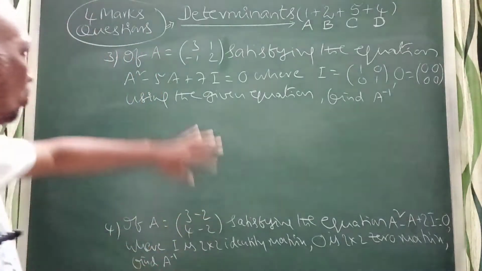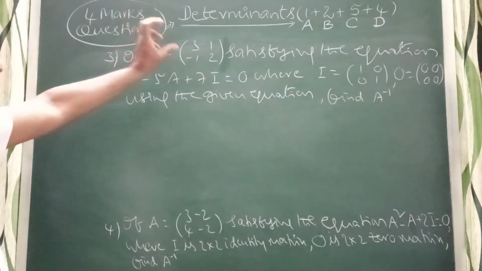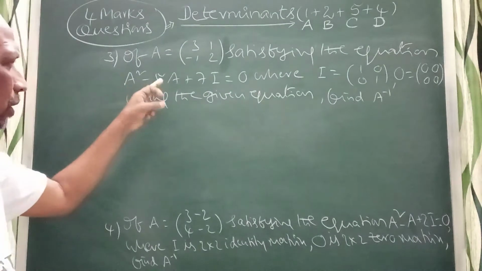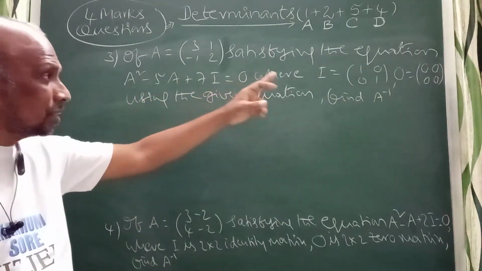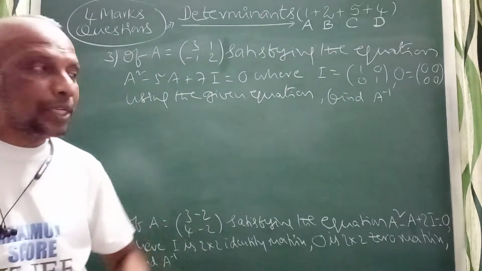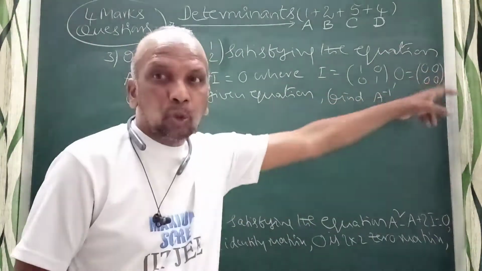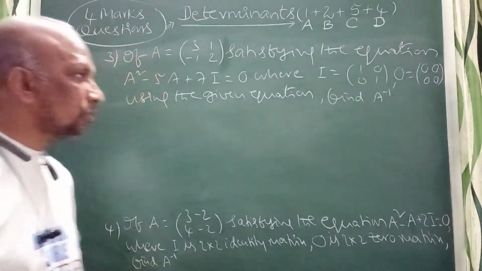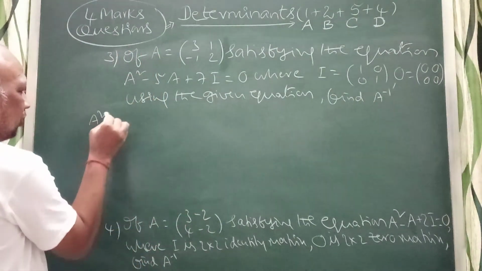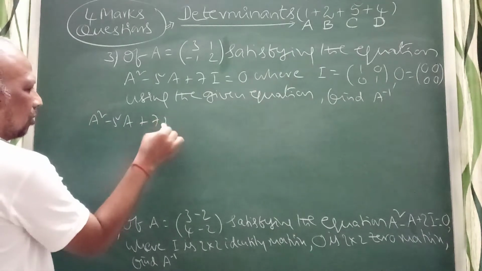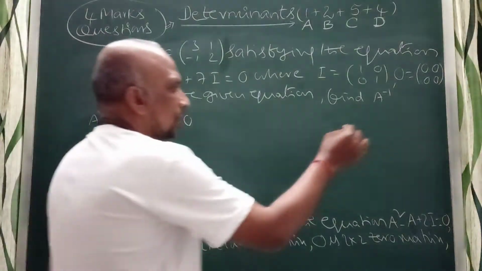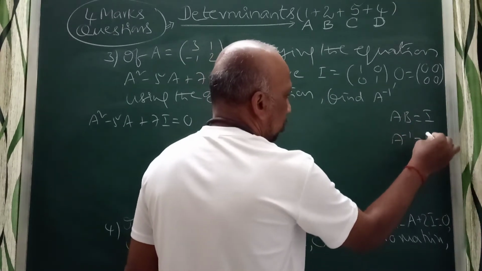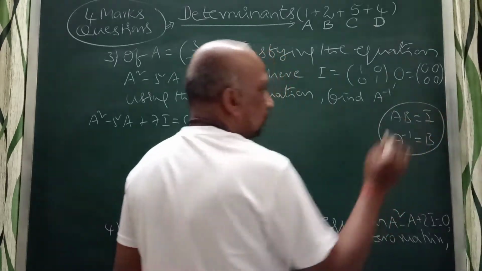Now I'm going to explain one more problem. This model is important. The given matrix A equal to 3 1 minus 1 2 satisfies the equation A square minus 5A plus 7I equal to 0 matrix, where I is the 2 by 2 identity matrix and 0 is the 2 by 2 zero matrix. Using the given equation, find A inverse. Now take the given equation A square minus 5A plus 7I equal to 0. Same concept: when AB is equal to I, then I can write A inverse is equal to B.